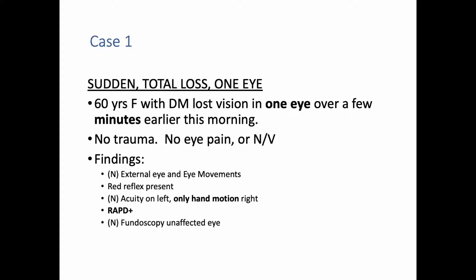Anyone? I guess I just go to my differential for painless monocular vision loss, and she's diabetic, so she could have a CRAO or CRVO, but you'd probably see some other findings on exam. Vitreous hemorrhage and retinal detachment are the two that I've seen myself in the emerge. If she had any other symptoms, you'd worry about optic neuritis, but it doesn't sound like she did.